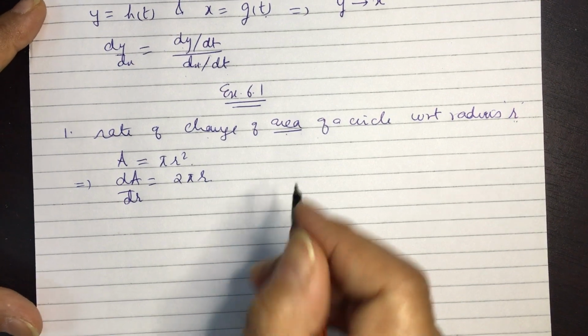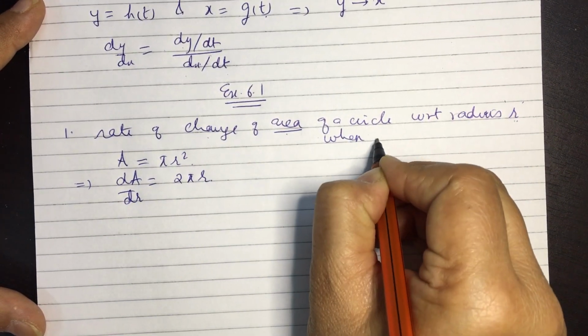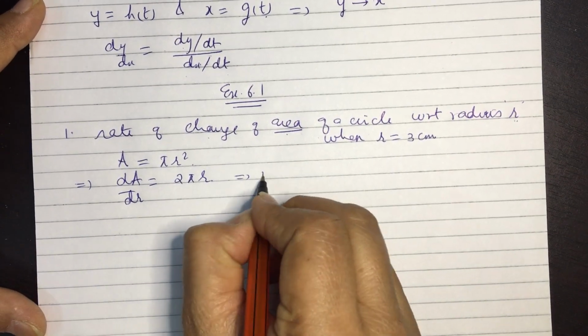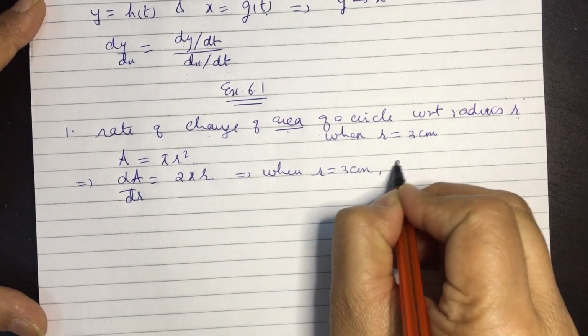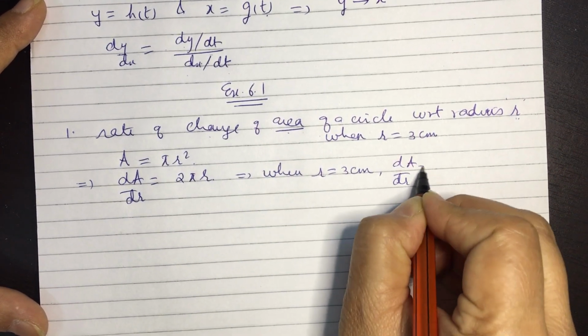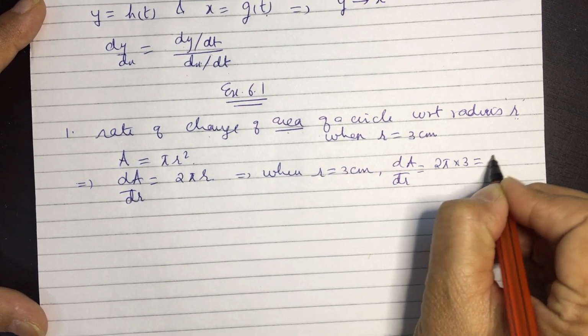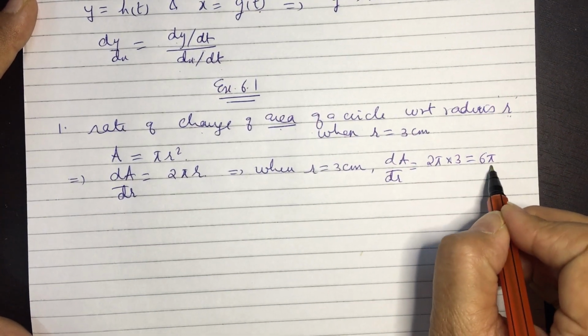Now, what else is given? The radius is given to be 3 centimeters. So when r is 3 centimeters, dA by dr will be equal to 2 pi into 3, which is equal to 6 pi. And the units are also important here. What have we done?